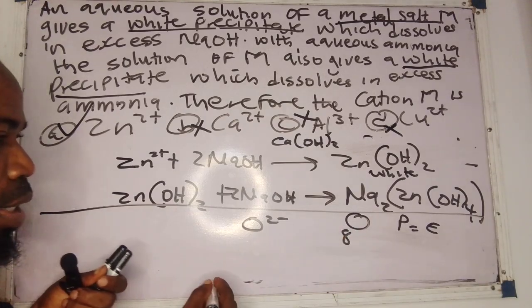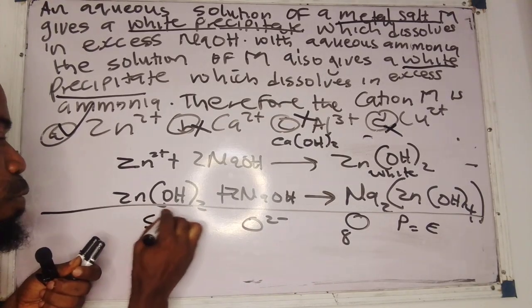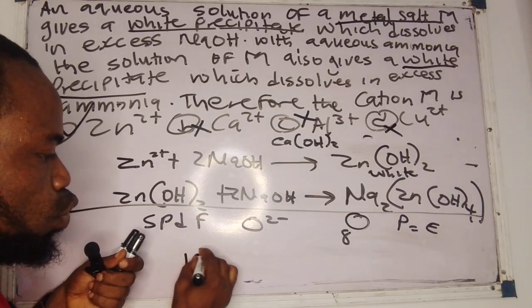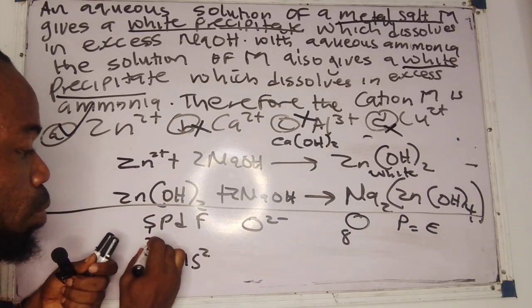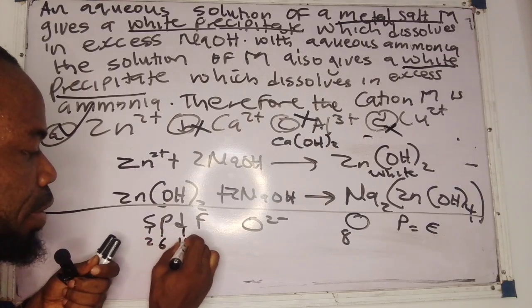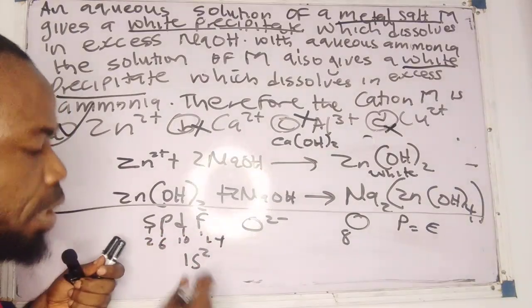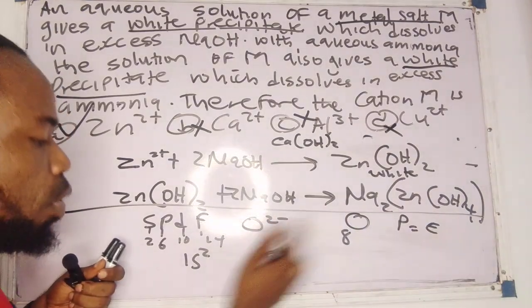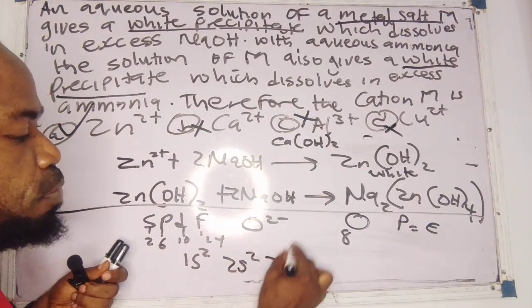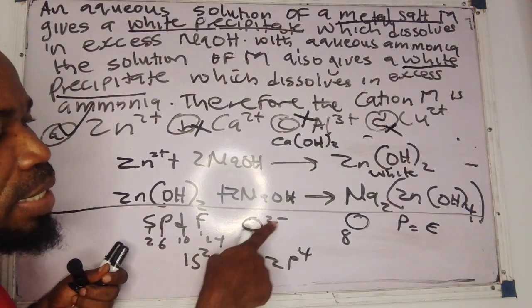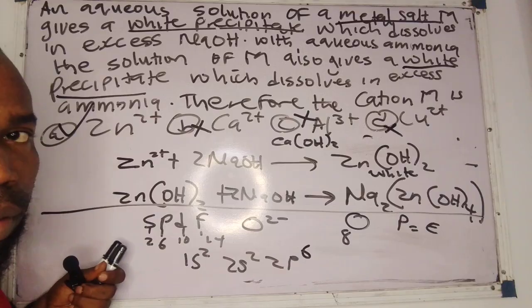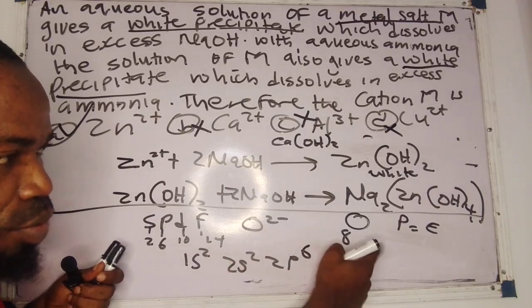If you do the electronic configuration of oxygen, you are going to have 1s2, because you know that s can carry a maximum of 2 electrons, p can carry 6, d can carry 10, and f can carry 14. So 1s2, 2s2, then 2p4. But because it has gained 2 extra electrons, it will now be 2p6. That means 10 electrons in total, whereas the neutral atom has 8 electrons.